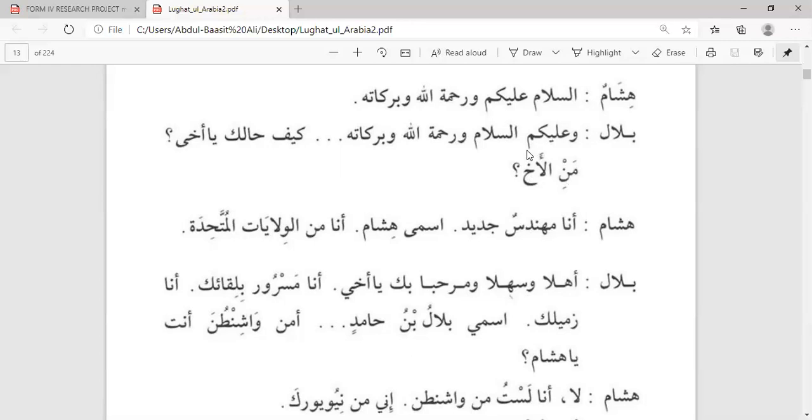Remember, with a lot of expressions, even in English, you have different ways of saying the same thing. Some of them might be more formal, more informal, depending on the scenario. I suspect this here seems to be a more formal setting. So "man al akh," who is the brother, is asking basically, who are you?